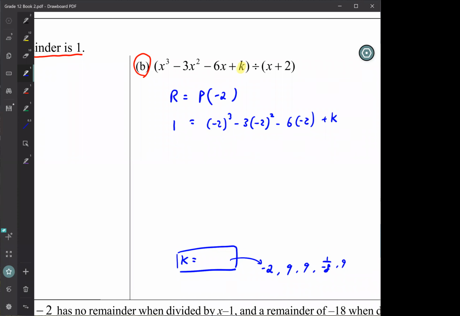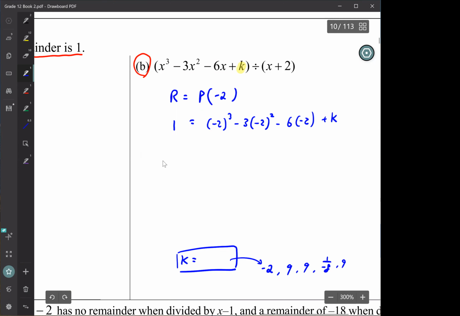Right? If you sub in -2, it should give you the remainder, which is 1, right? Equals 1. Okay, so that will be an equation for you to solve for k. So I think if you get it wrong, it's probably just because you put in a calculator wrong. I don't know. Is there anything you did differently?